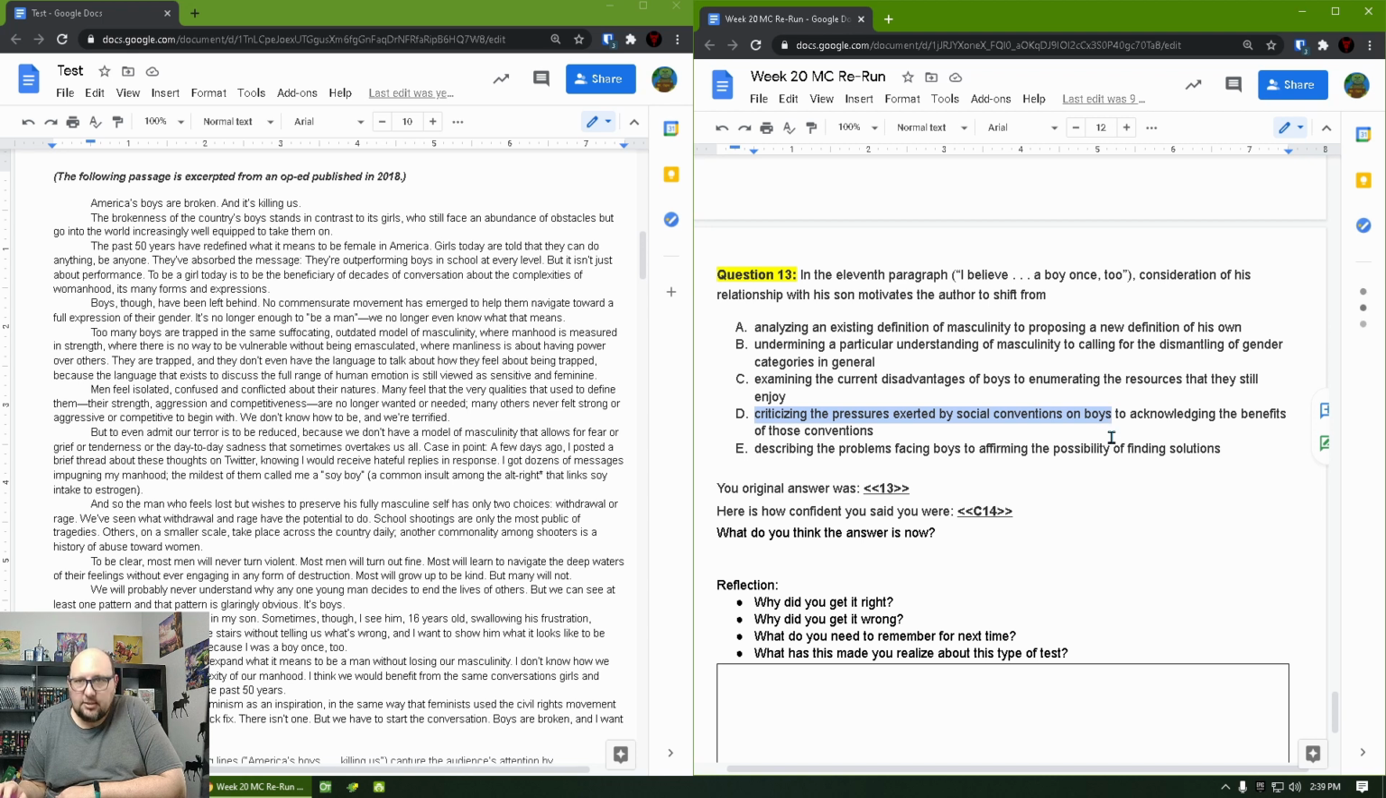D, first part, criticizing the pressures exerted by social conventions on boys. He definitely starts the essay by doing that. Second, acknowledging the benefits of those conventions. For that to be true, he'd have to end by saying, yeah, but still there are some good things about it. And he doesn't say that.